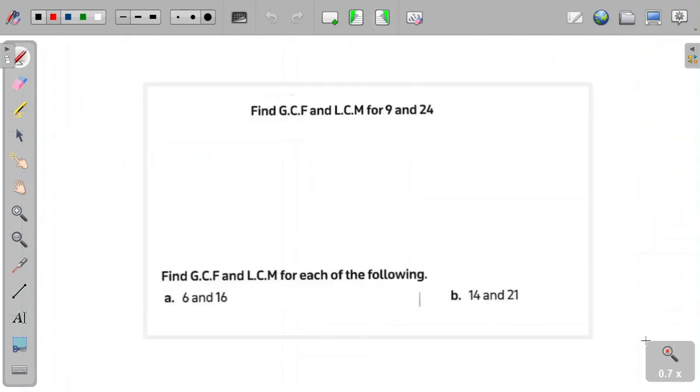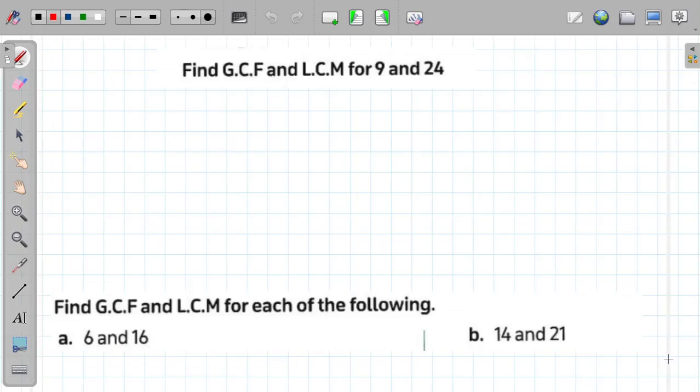Next I wanted to find the greatest common factor and the least common multiple between these two numbers. The first one here, I have 9 and 24. So I will factorize 9. 9 equals 3 by 3, and I will stop because 3 is a prime and 3 is a prime, so I will go to the next number. I have 24. 24 equals 3 by 8, or maybe I can say 6 by 4. 6 equals 2 by 3, and 4 equals 2 by 2.